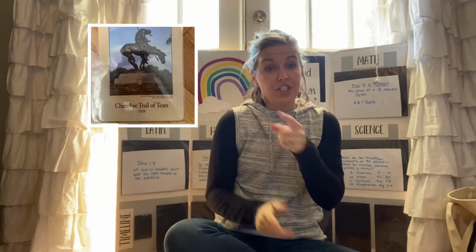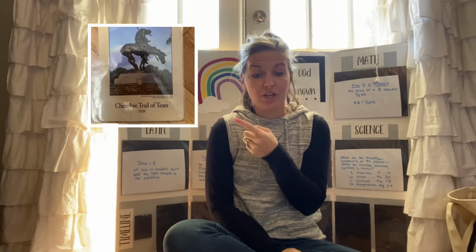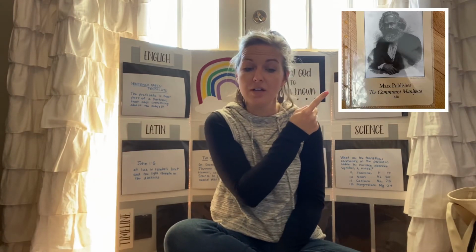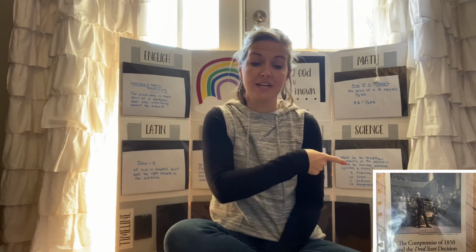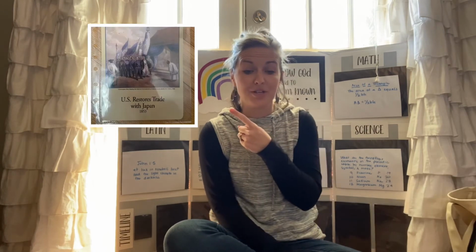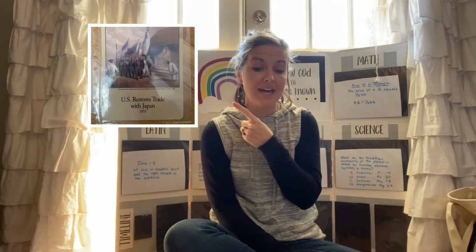All right, guys, well, that wraps up week 18. So as always, we're going to do some review, and we're going to go over everything that we did. So I want you to participate with me as we go over. First, we talked about the timeline: Cherokee Trail of Tears, U.S. westward expansion, Marx publishes the Communist Manifesto, the Compromise of 1850, and the Dred Scott decision. U.S. restores trade with Japan.